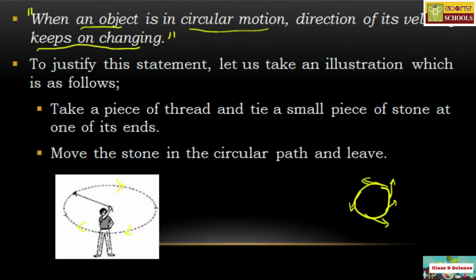Now if you leave the thread, what happens? Assume this is the stone moving in this direction. If you leave that, it will not go straight, it will go tangentially. So these are all the tangential lines. Where do you find this? I'll come back to that point later. So when you leave this stone, the stone moves in this direction. If you leave the stone at this position, it is like this. It is always moving on a tangential path.